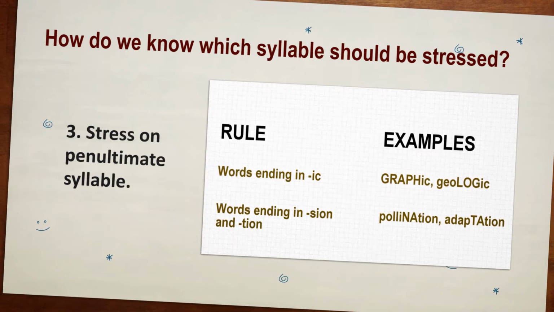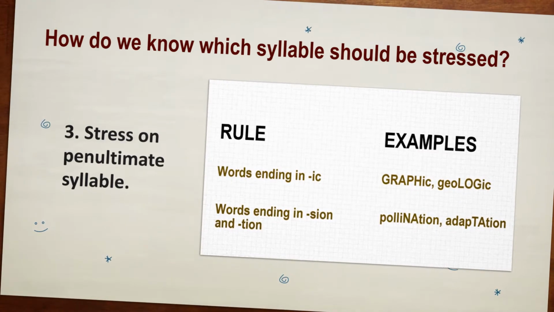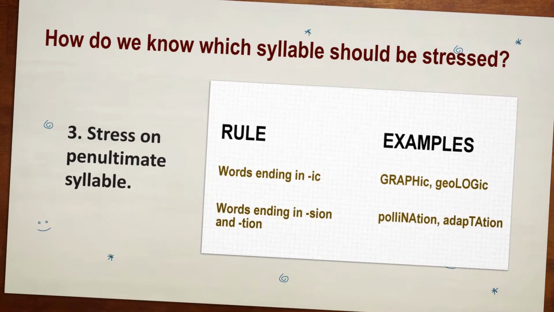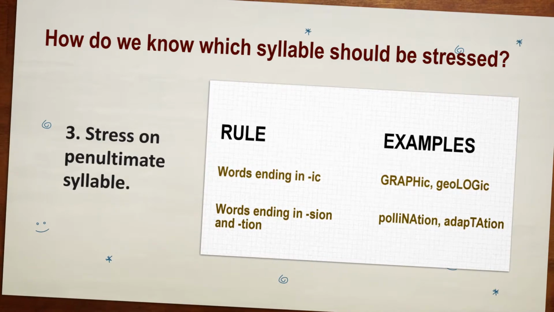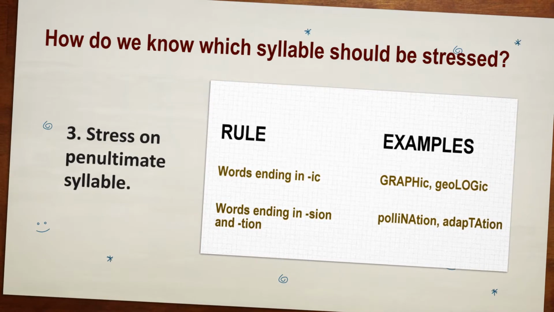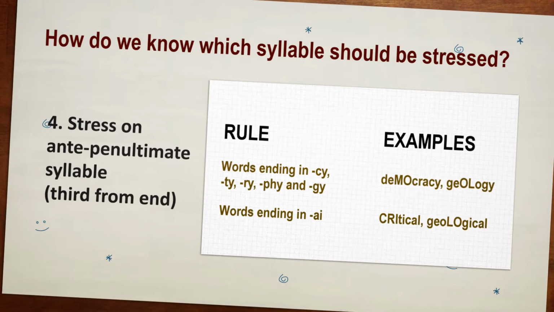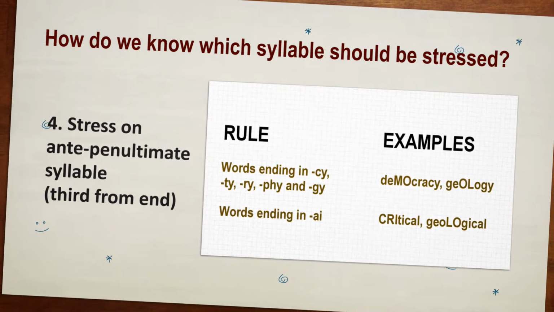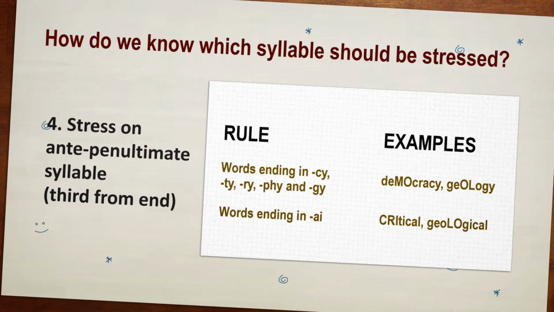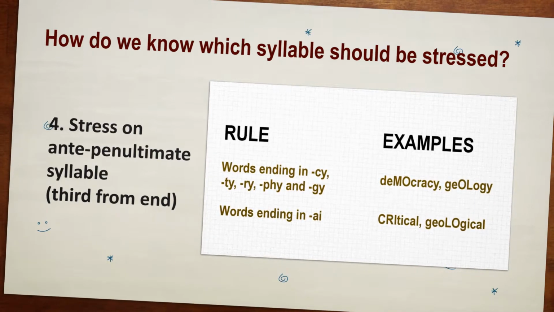For words ending in IC, SION, or TION, the word stress is on the penultimate, meaning the second last syllable. For example, graphic, geologic, pollination, and adaptation. For words ending in CY, TY, RY, PHY, GY, and AL, the word stress is on the antepenultimate syllable. For instance, democracy, geology, critical, and geological.